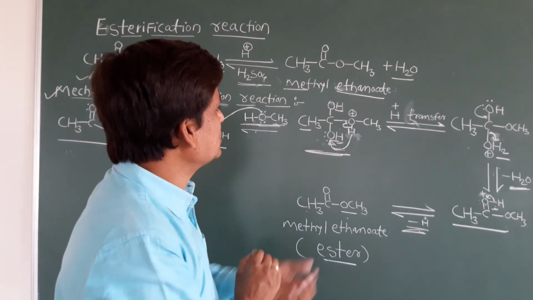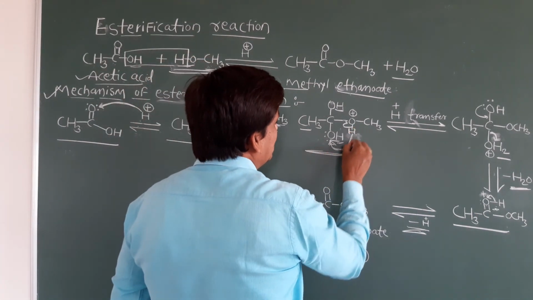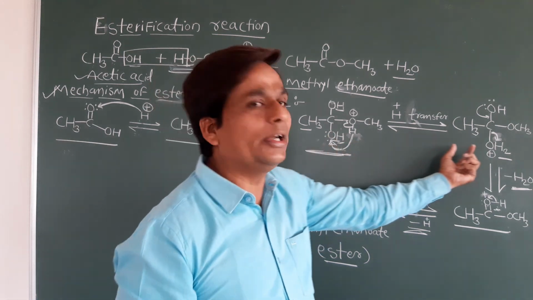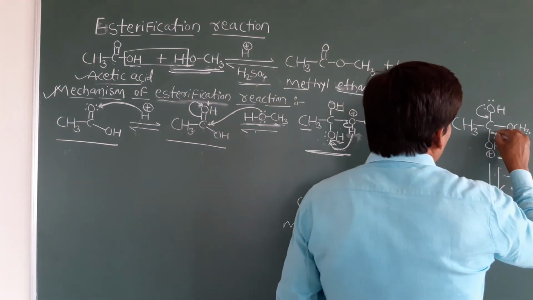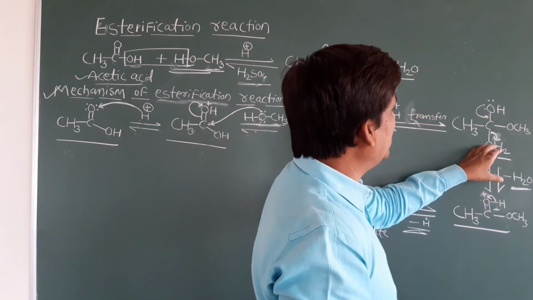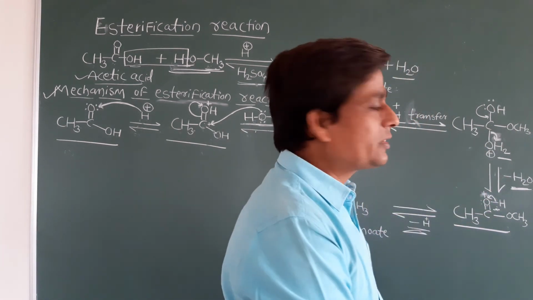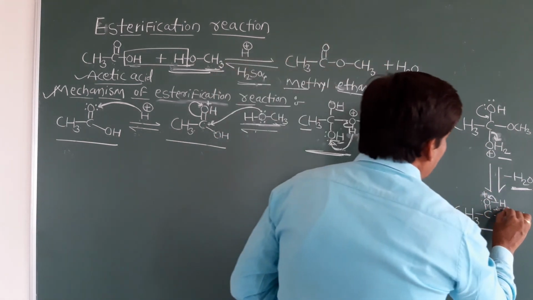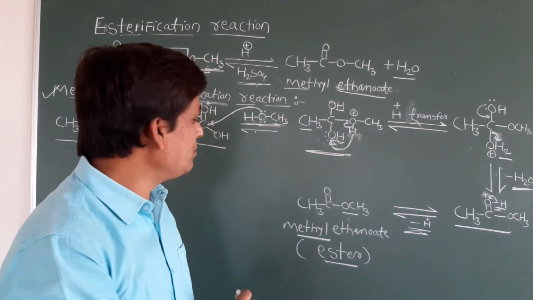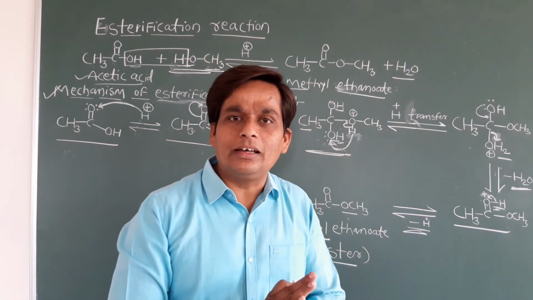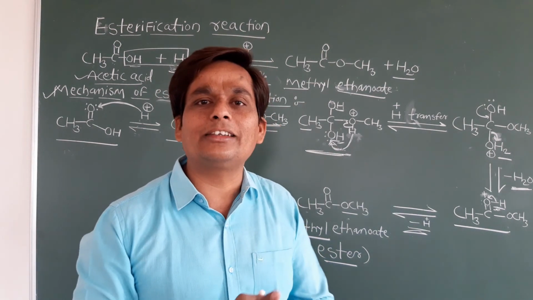Now what happens, students? From that, the hydrogen is released and it is converted into OH2. This OH2 is a good leaving group. Now the bond will break from here and simply we will get this intermediate structure, and finally this H plus will be removed and we will get methyl ethanoate. So this is the mechanism of the esterification reaction. I hope everybody understands the mechanism.